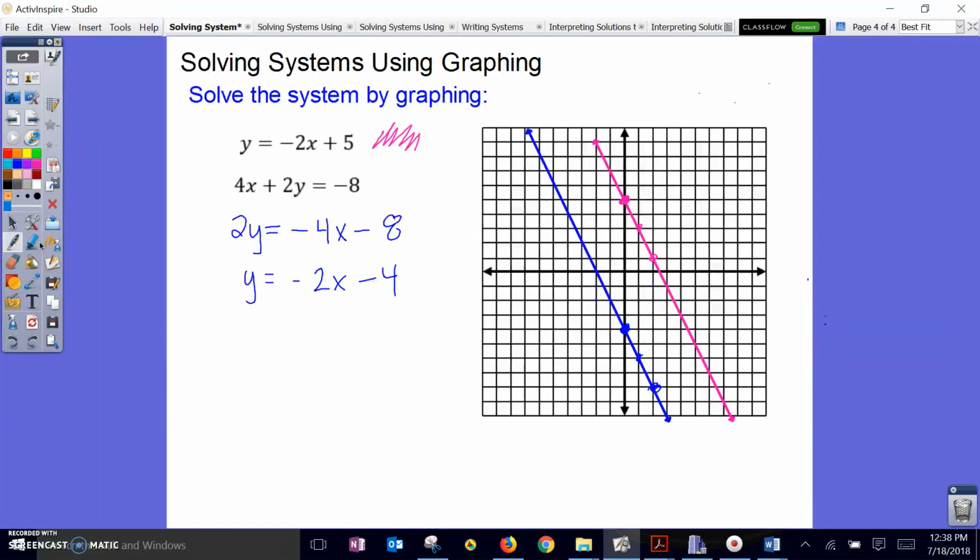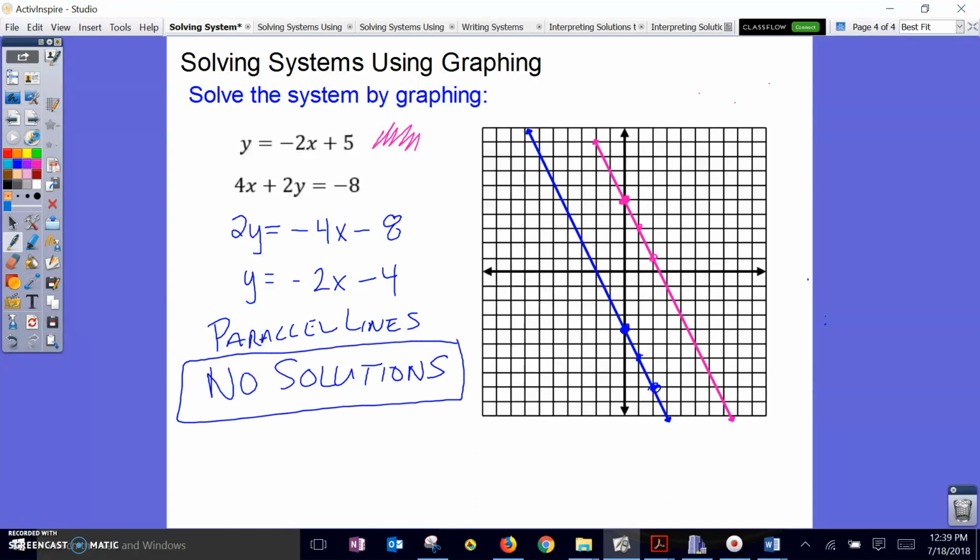And we have something interesting happen here. These two lines don't intersect. And it's not just that they don't intersect on our grid, they don't intersect at all. We should know that these two lines are parallel because they have the same slope. When we have two parallel lines in a system of equations, when we graph it, that means that there are no solutions to this system. There is no ordered pair that makes both of these equations true.